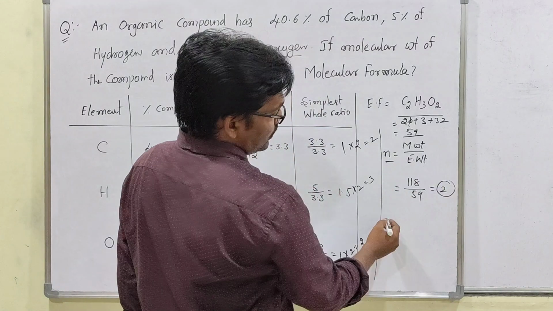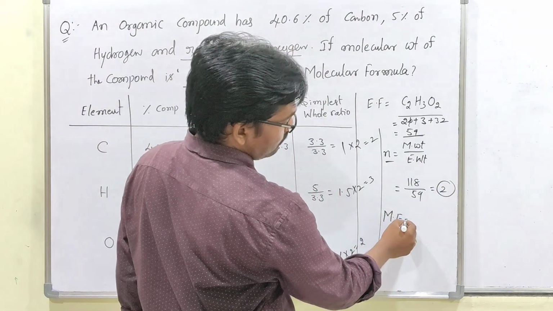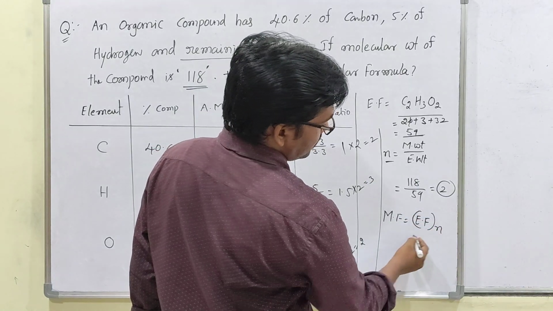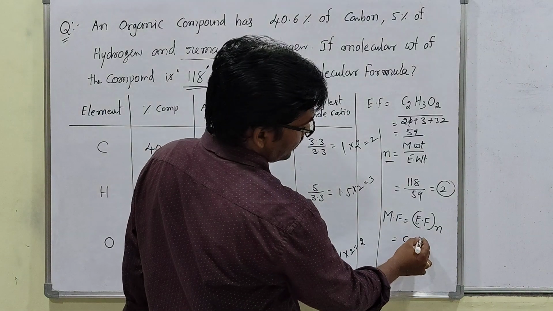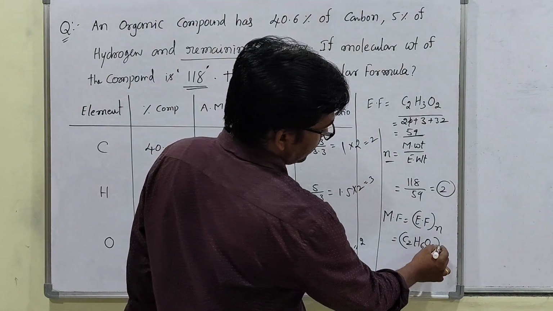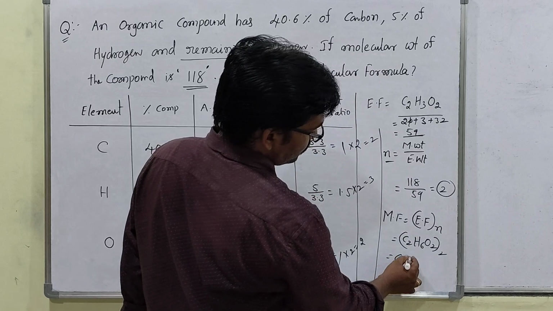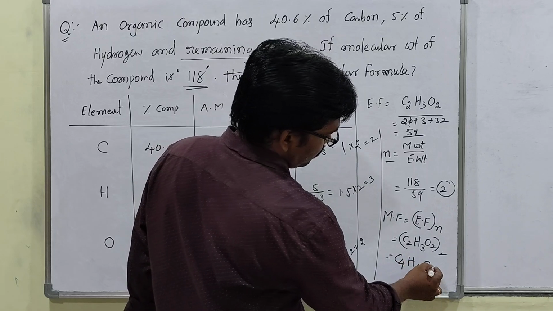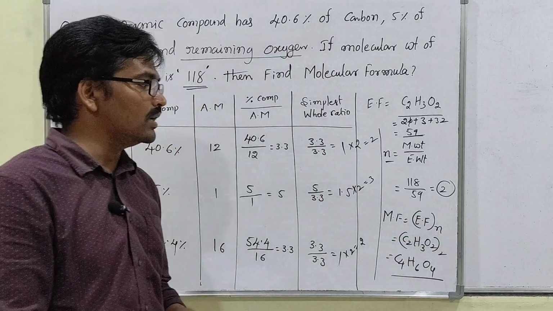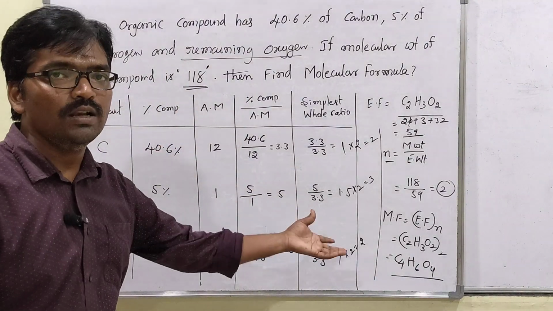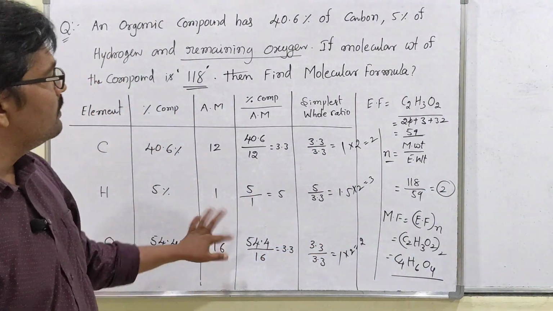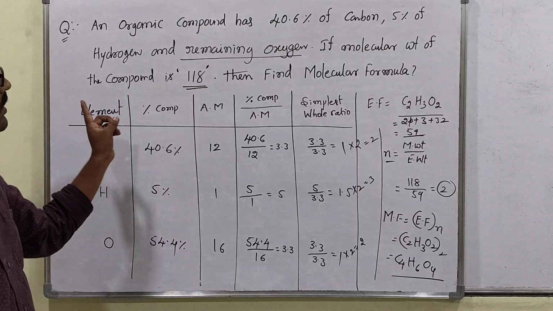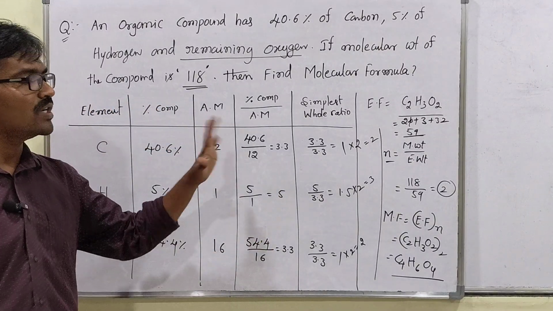So n value is 2. Molecular formula equals empirical formula into n. So the empirical formula C2H3O2, multiply with 2, then you can get C4H6O4. So the previous also, the same answer you can get. Sir, this can also be done, this is the general way of solving such questions. Note it, all of you, then one more question we have to do based on it.